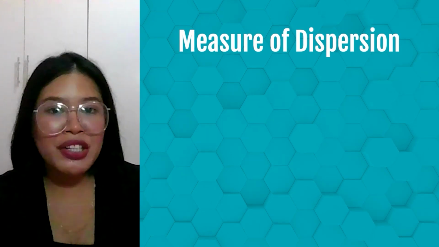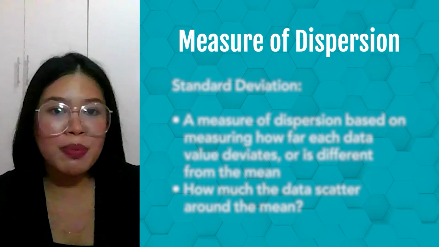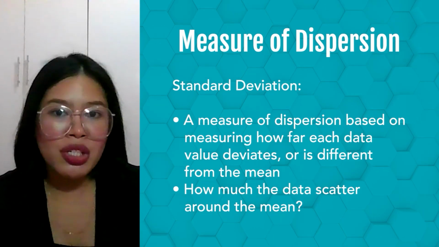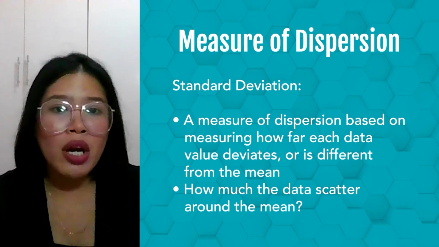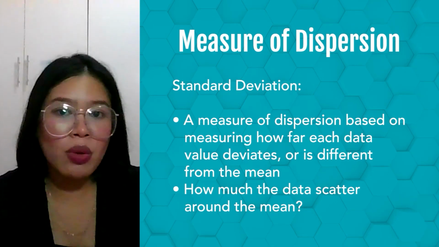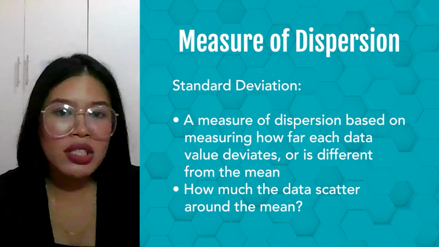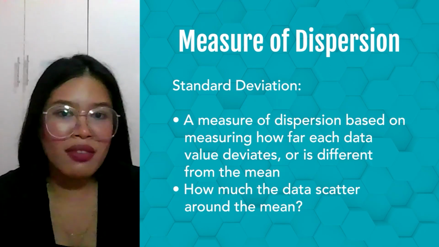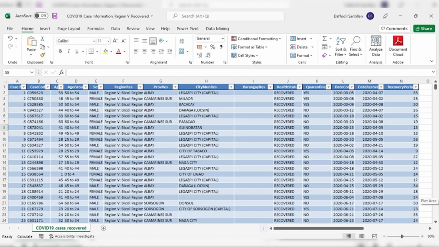Another way of describing the data or the sample is by measure of dispersion, and the most common is the standard deviation, which is a measure of how far each data value deviates or is different from the mean, or how much the data scatter around the mean. A standard deviation equal to 0 means that all the data values are equal. A large standard deviation means that the data spreads out. And a low standard deviation means that the values are close to the mean or average.